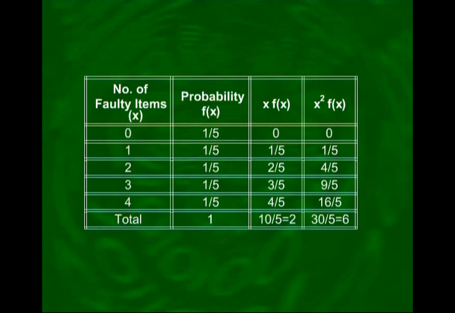Now, in order to find the mean and the standard deviation of this particular probability distribution, of course, we resort to the same method that we had before. We multiply the x column with the column of f of x, where f of x, of course, represents the probabilities. And multiplying the two and adding, we find that sigma x into f of x is equal to 2. Also, to find the variance of this distribution, we construct one more column, and that is x square into f of x, and the sum of that particular column comes out to be 30 over 5, and that is 6.